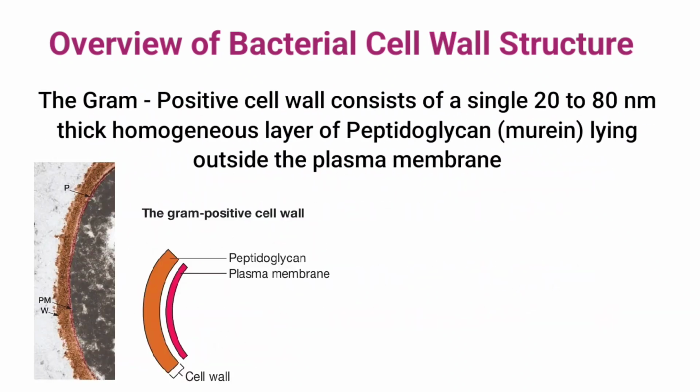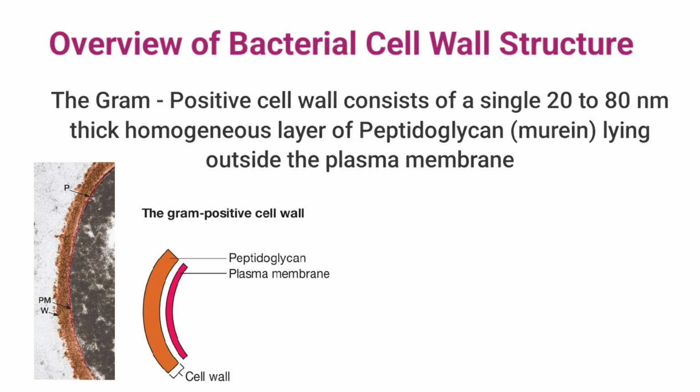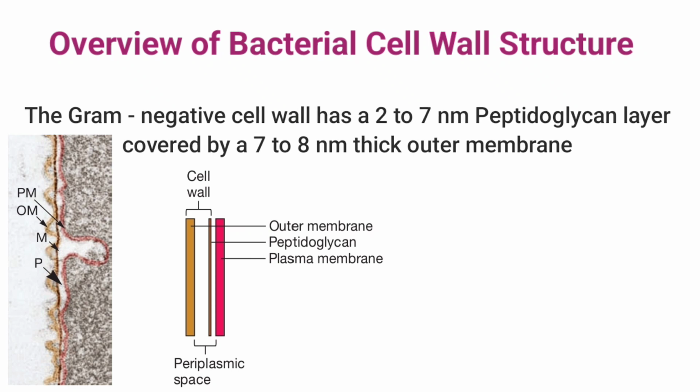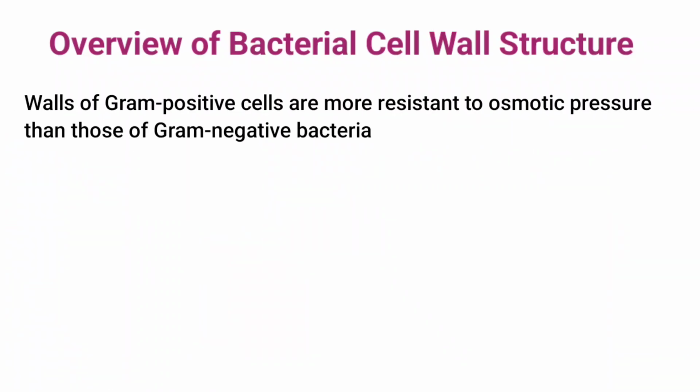The gram-positive cell wall consists of a single 20 to 80 nanometer thick homogeneous layer of peptidoglycan lying outside the plasma membrane. The gram-negative cell wall has a 2 to 7 nanometer peptidoglycan layer covered by a 7 to 8 nanometer thick outer membrane. Because of the thicker peptidoglycan layer, the walls of gram-positive cells are more resistant to osmotic pressure than those of gram-negative bacteria.